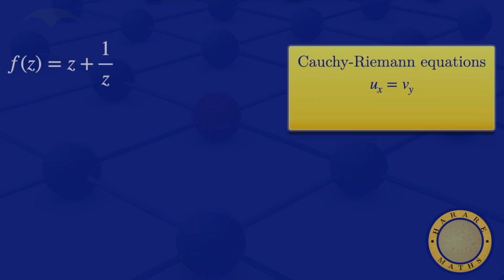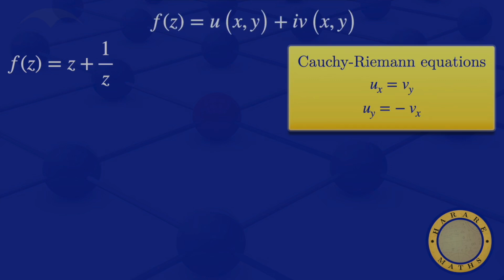The second one is the partial derivative of u with respect to y is equal to minus the partial derivative of v with respect to x. Here, u is the real part of the complex function and v is the imaginary part of the complex function. So the first step, we have to write our given f of z in the form f of z is equal to u of xy plus i multiplied by v of xy, where u of xy is the real part and v of xy is the imaginary part.